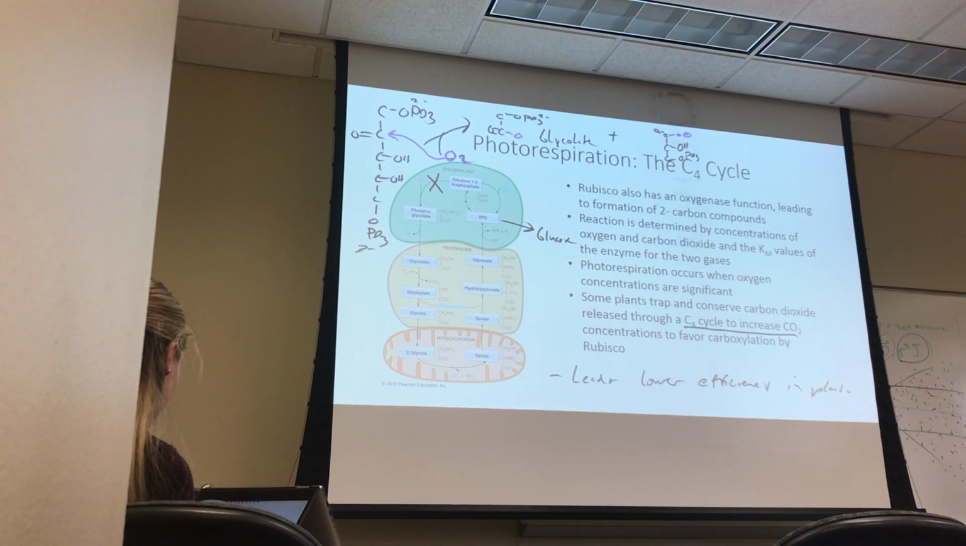The enzyme could take oxygen, the enzyme could take CO2. So which one wins out? The one with the highest, right, amount and the lowest Km value, right? So what plants have is they have an apparatus that will fix or actually increase the amount of CO2 in the chloroplast. Okay?